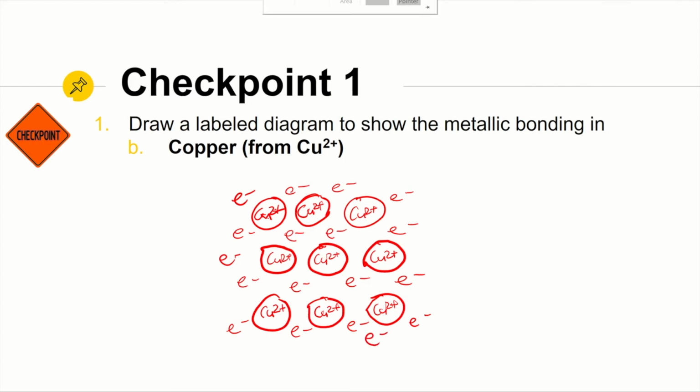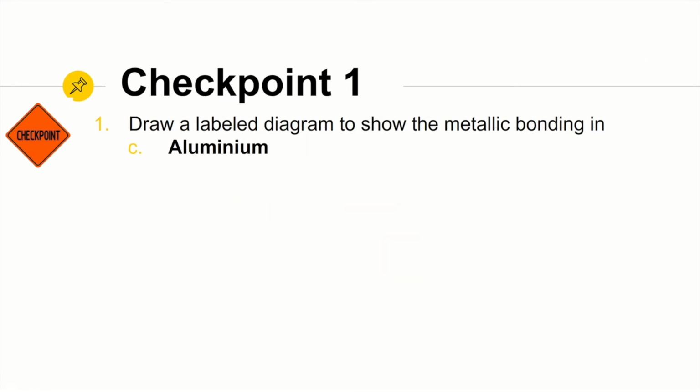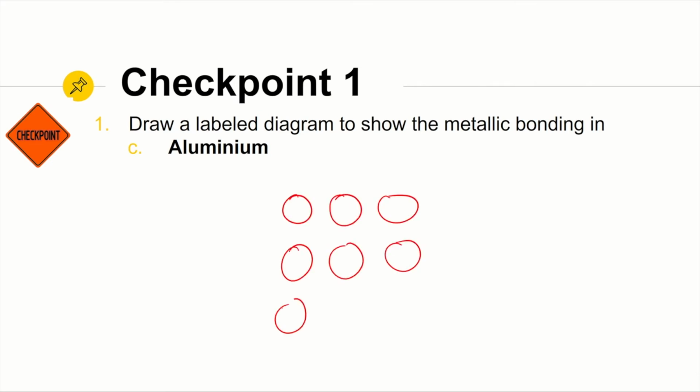Now for part C, same thing. Ask yourself, aluminium is found in group 3. For aluminium, you want to form a lattice of positive ions. It will be forming a lattice of Al3+ ions. Likewise, try it without looking at the answer.